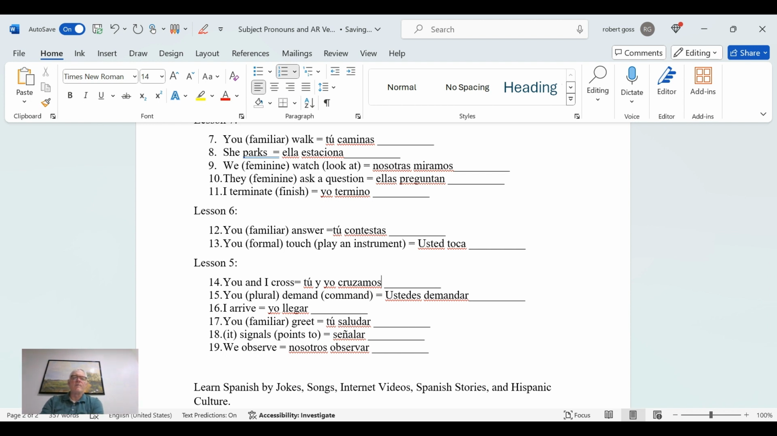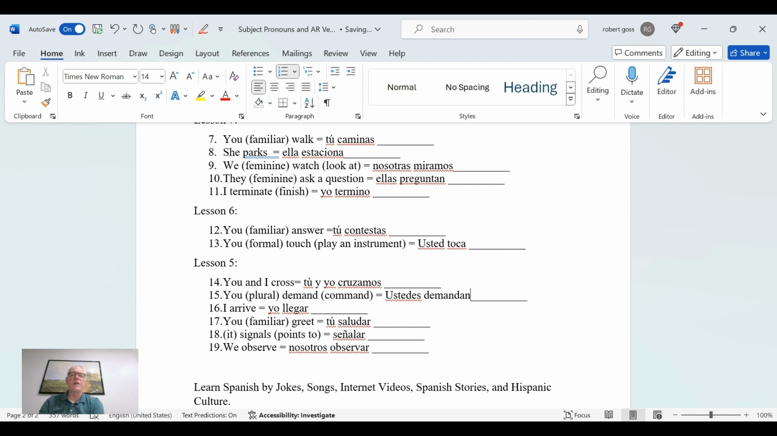Number 15, you plural. Well, that's all of you, more than one person. That would be ustedes. Demand or command would be demandar. We're going to cross off the AR and we would put the AN ending on it. Demandan. Ustedes demandan.